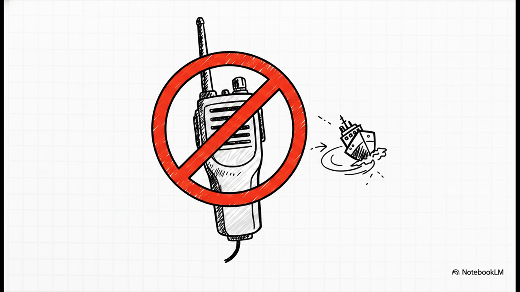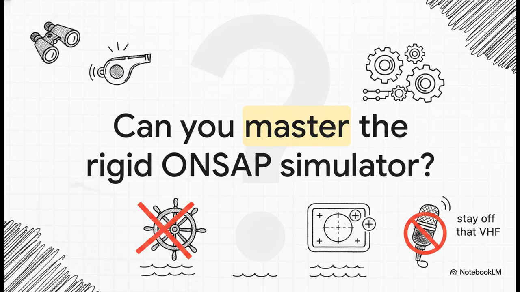But remember that rigid adherence to the rules of the road we just talked about. Yeah, the ONSAP test doesn't want practical, it wants strict ROR application. If you try to jump on the VHF to negotiate a passing arrangement with an AI ship, you are immediately failing the parameters of the test. You have to solve the navigational problem using your vessel's maneuvers alone, entirely without vocal coordination. Seriously, don't touch it.